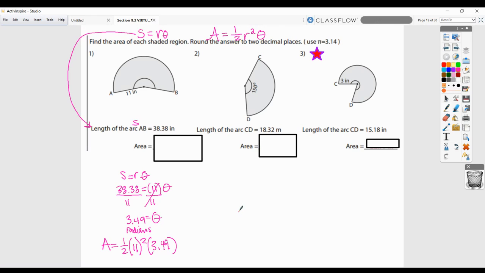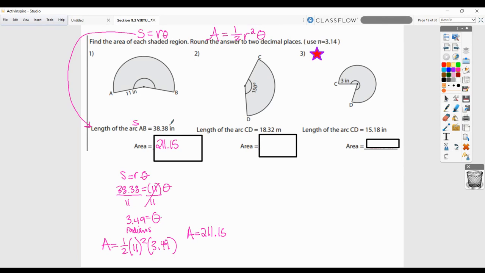Okay, please just be sure that you use your order of operations here. So on my calculator, I'm going to do my 11 squared, enter. And then I can just multiply by 0.5, which is that 1/2, times 3.49. And I'm going to round my decimal to 2 decimal places. So I get 211.15. I'm going to put that over here.